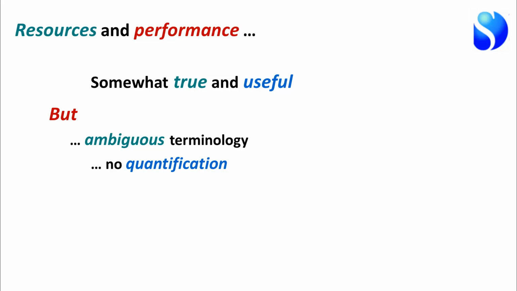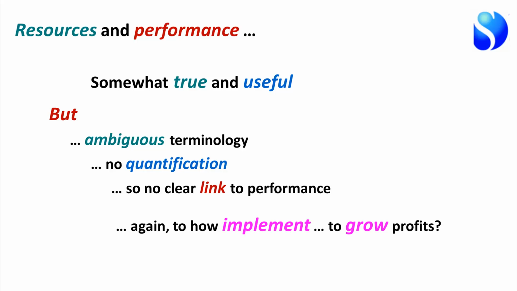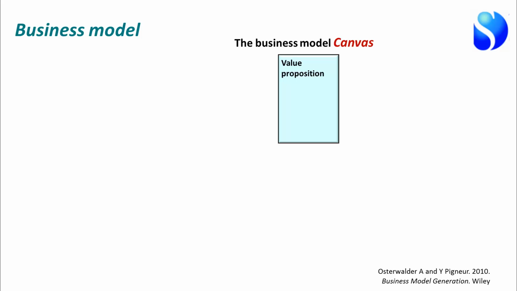As a result, there's no really clear link between those resources and capabilities and the actual performance that comes out. There's some indicative suggestions of a connection there, but it's very hard to turn those into something management can use to make that connection. And again, very little on how to implement strategy and grow profits with this. Most recently, there's been interest in this idea of business models, which brings together some of those other concepts into an integrated view of things.